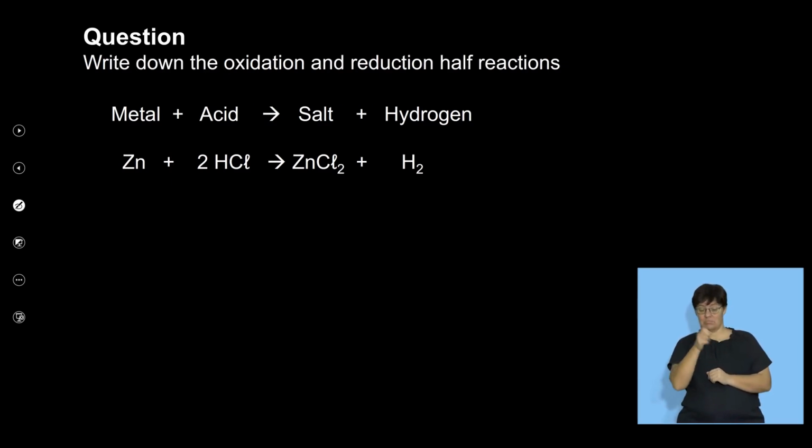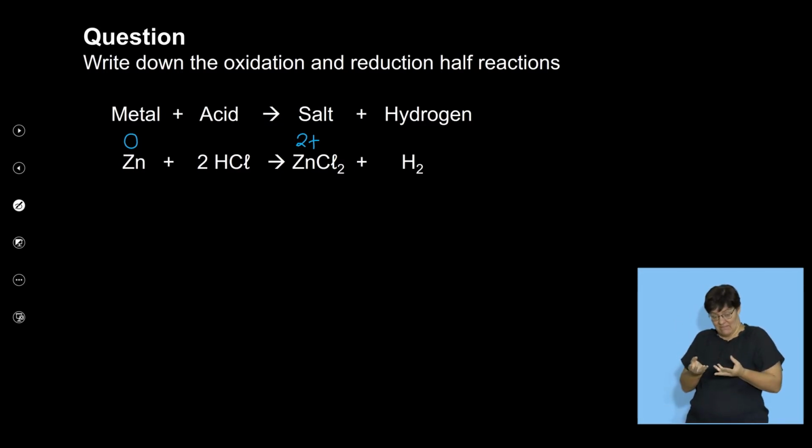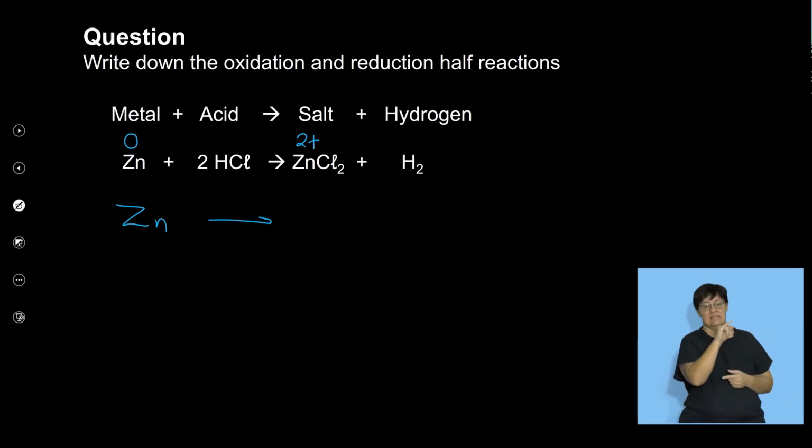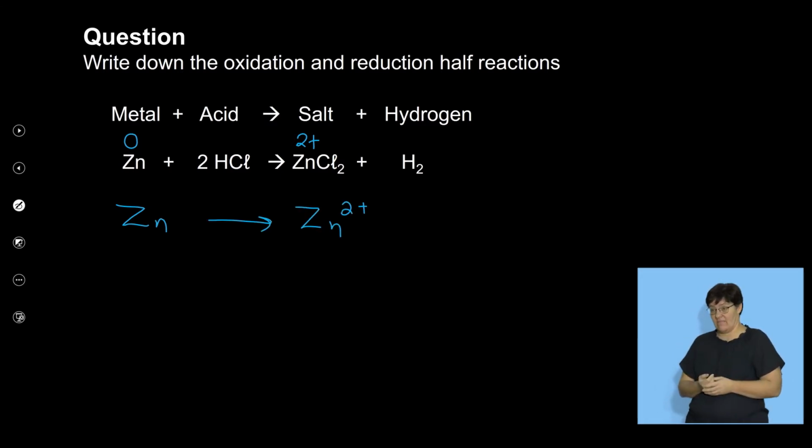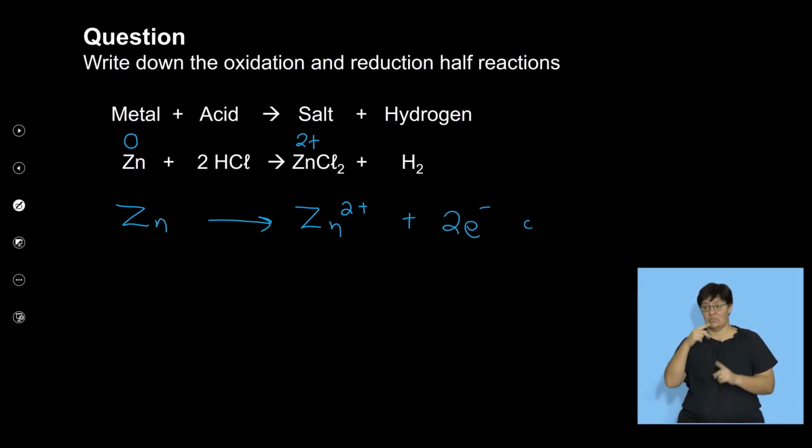Now, if we want to write down the oxidation and reduction half reactions, let's keep track of what happened to zinc. The oxidation number of zinc on the left-hand side is 0, and of the same substance on the right-hand side it is 2+. The oxidation number of zinc has increased. We know by now that if a substance's oxidation number increases, that substance has undergone loss of electrons. So we can think of this in terms of zinc undergoing oxidation to give us Zn2+ plus 2 electrons. That's our oxidation half reaction.